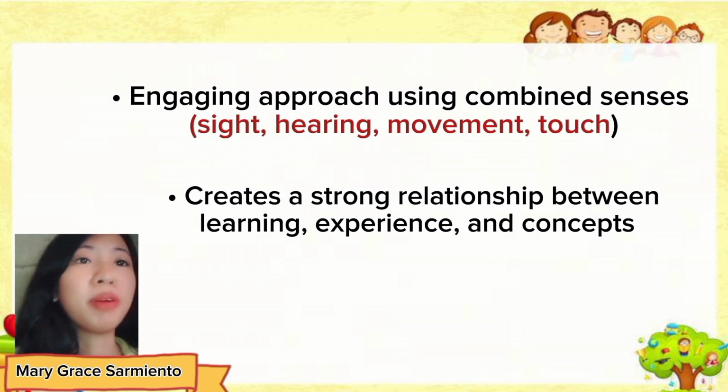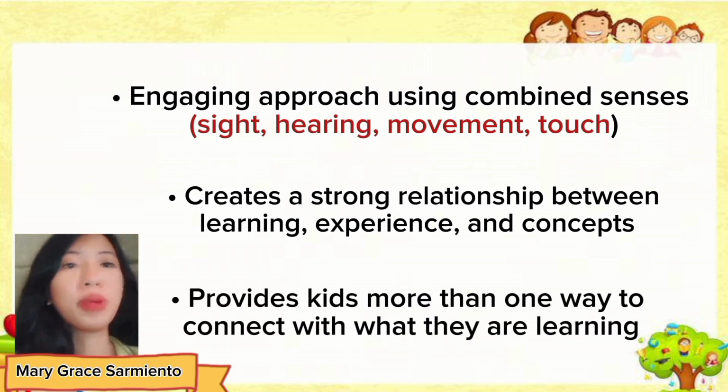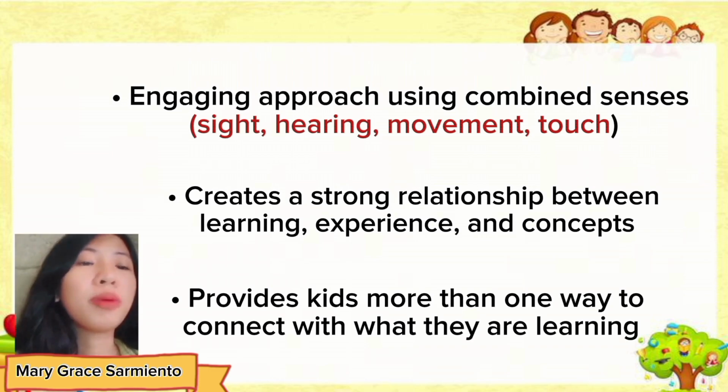So the fifth one is provide kids more than one way to connect with what they are learning. Since every child learns differently, using various ways like seeing, hearing, moving helps each student to find the way that best works for them. For example, when learning about animals, some kids might prefer drawing pictures, that is what we call visual learners, while others might like making animal noises, that is what we call auditory learners, or acting like animals, that is what we call kinesthetic learners.